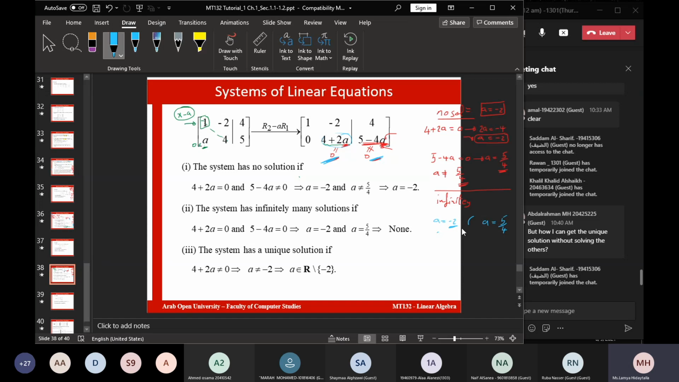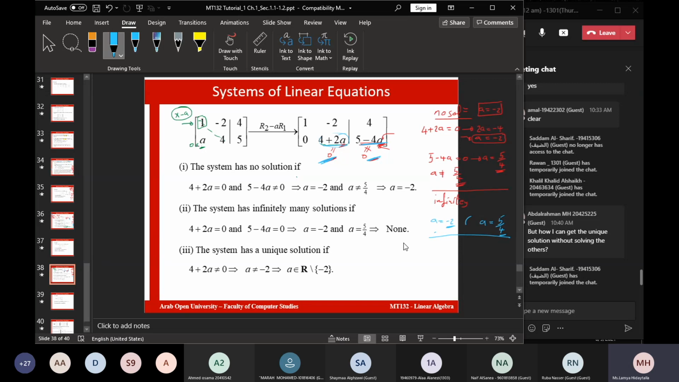Is it possible at the same time for A to be -2 and 5/4? It could not happen. So I can't make this 0 and this 0 with the same value of A. So it's impossible to have infinitely many solutions, no way. There is no real number I can substitute here and at the same time here and get 0 0. So for this system I can never get infinitely many solutions.